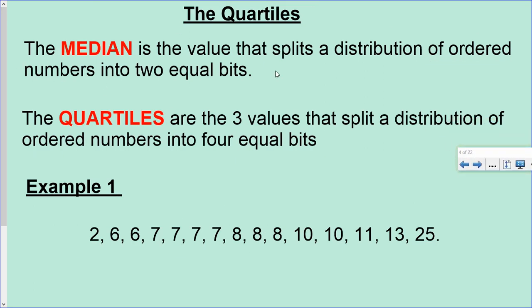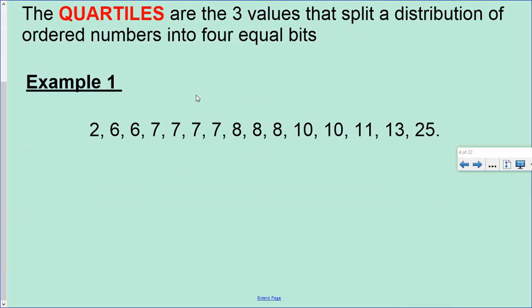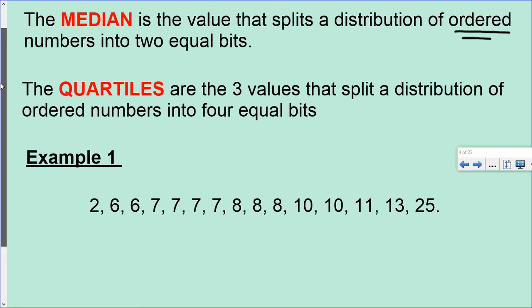So the first one: the median is a value that splits the distribution of ordered numbers into two equal parts. The quartiles are the three values that split a distribution of ordered numbers into four equal parts. For this example, we've just got a set of numbers. These are already in order, so we do not need to put them in order. And every single time, we're going to find our median, the value that splits the distribution of ordered numbers into two equal parts.